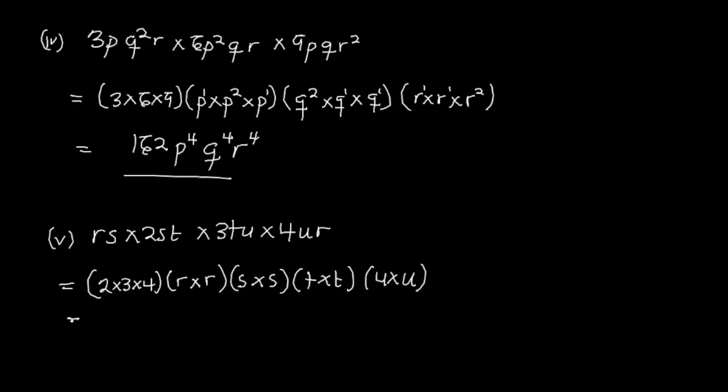Okay, so 2 multiplied by 3, that will give me 6, 6 multiplied by 4, that will give me 24. r multiplied by r will give me r squared, s multiplied by s will give me s squared, t multiplied by t will give me t squared, and then u multiplied by u will also give me u squared. So this is my final answer. So this is how you go about multiplying algebraic expressions if you've been given any expression like that.